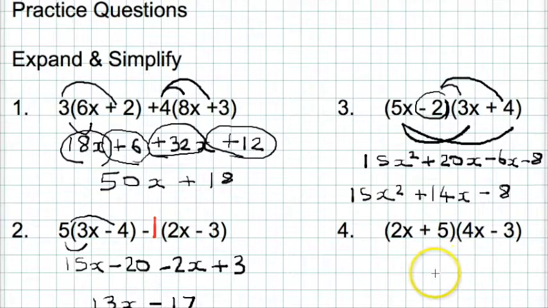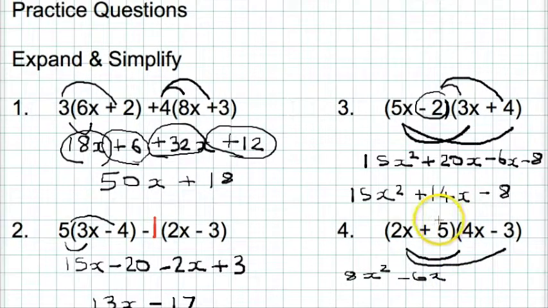Okay, last question, question 4. Same type of question. 2x times 4x gives us 8x squared. And then 2x times minus 3 gives us minus 6x. Then we move on to the 5. 5 times 4x gives us 20x. And finally 5 times negative 3 gives us a negative answer, negative 15.